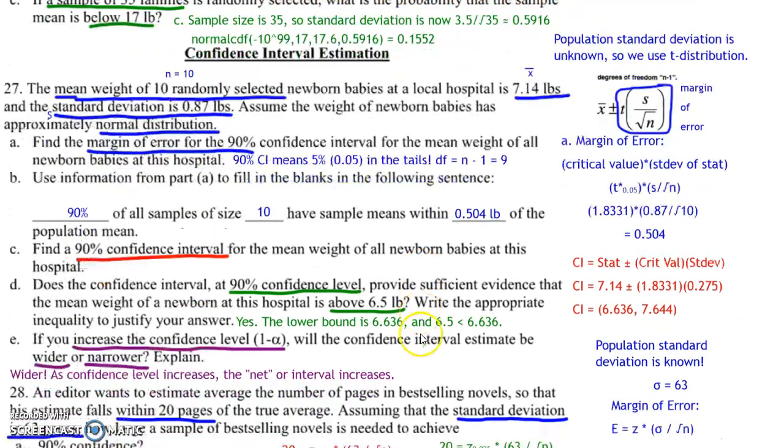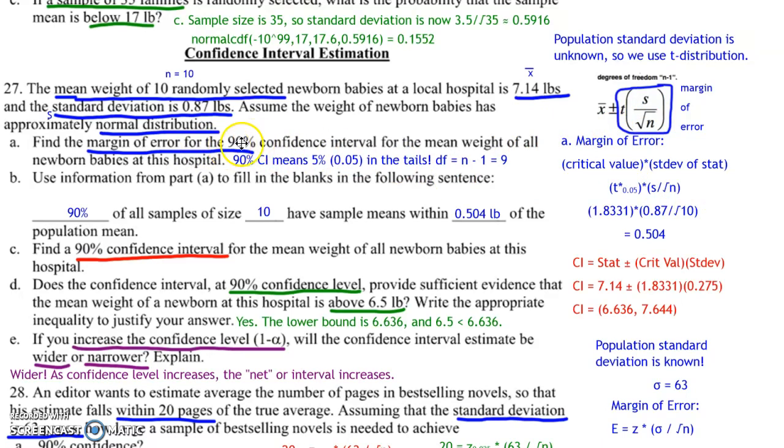Confidence intervals are estimated in the same way every time. We're using our statistic plus or minus some sort of critical value, whether it's t if we're dealing with means, or z if we're dealing with proportions. S is the standard deviation, n is the sample size. Now that we have all that information, we just basically plug it all in.